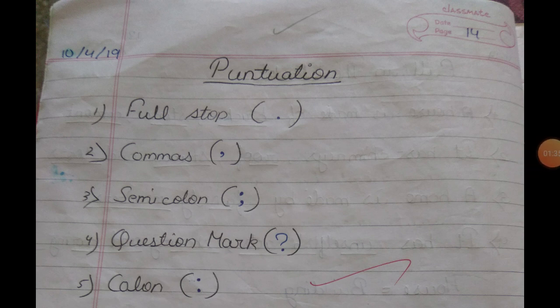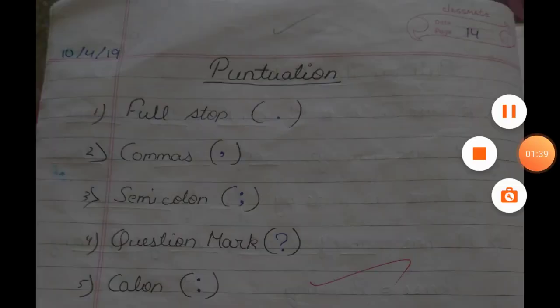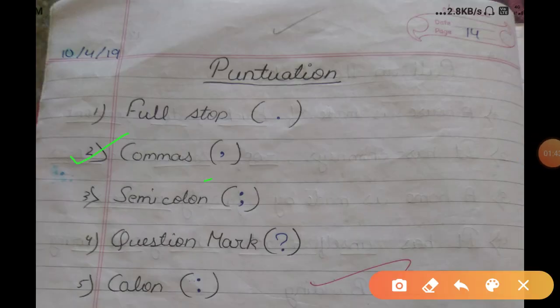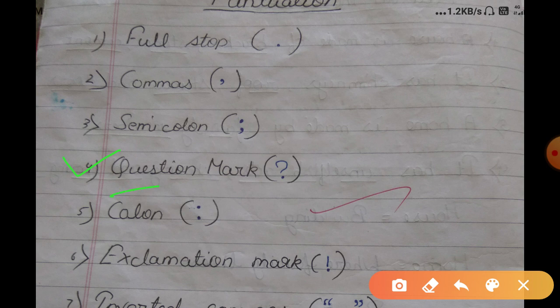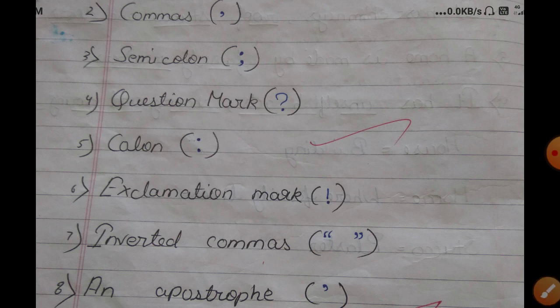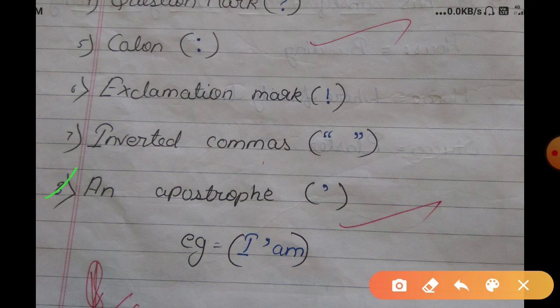Next is punctuation. Number 1, full stop. Number 2, commas. Number 3, semicolon. Number 4, question mark. Number 5, colon. Number 6, exclamatory mark. Number 7, inverted commas look like this. Number 8, an apostrophe. For example, I am.